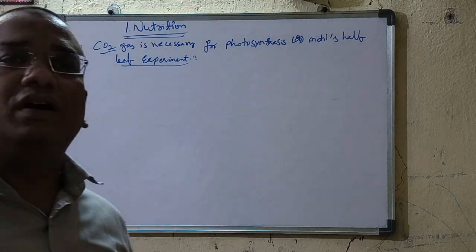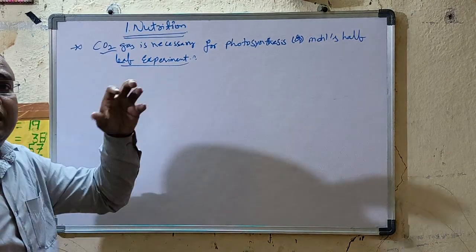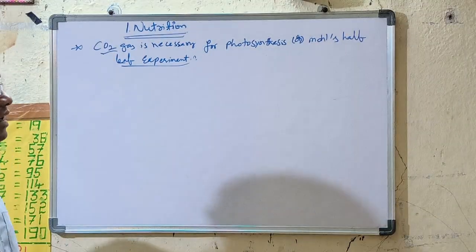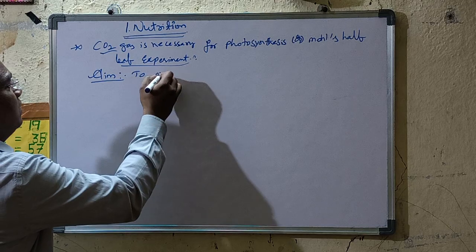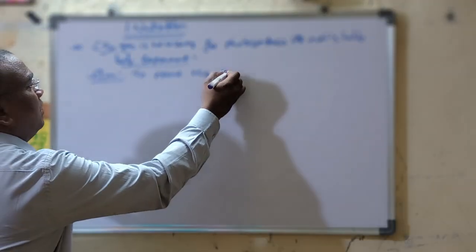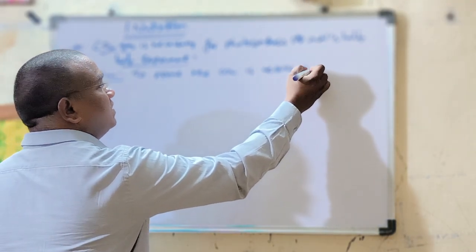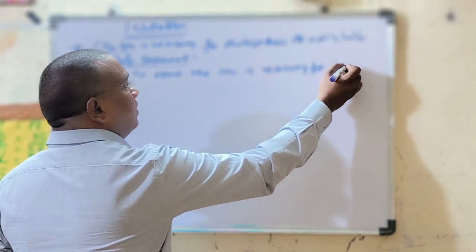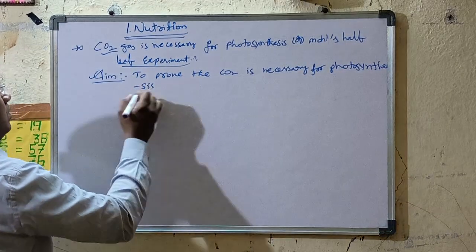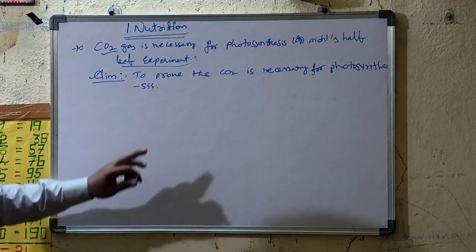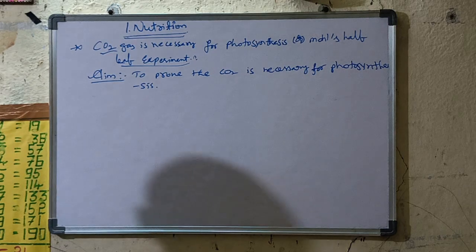First of all, we are writing the aim. What is the aim? Half of the question can be written as the aim. For example, observe the aim: to prove that carbon dioxide is necessary for photosynthesis. So I have told you half of the question: to prove that carbon dioxide is necessary for photosynthesis.